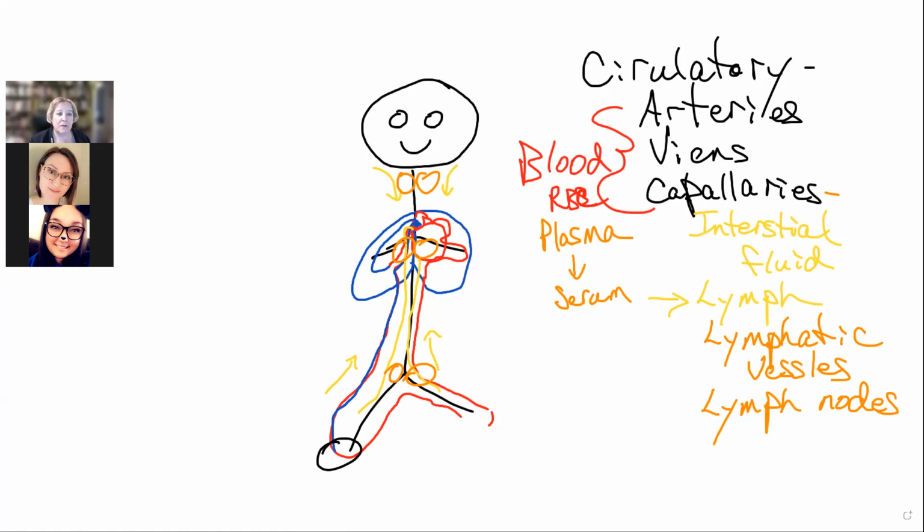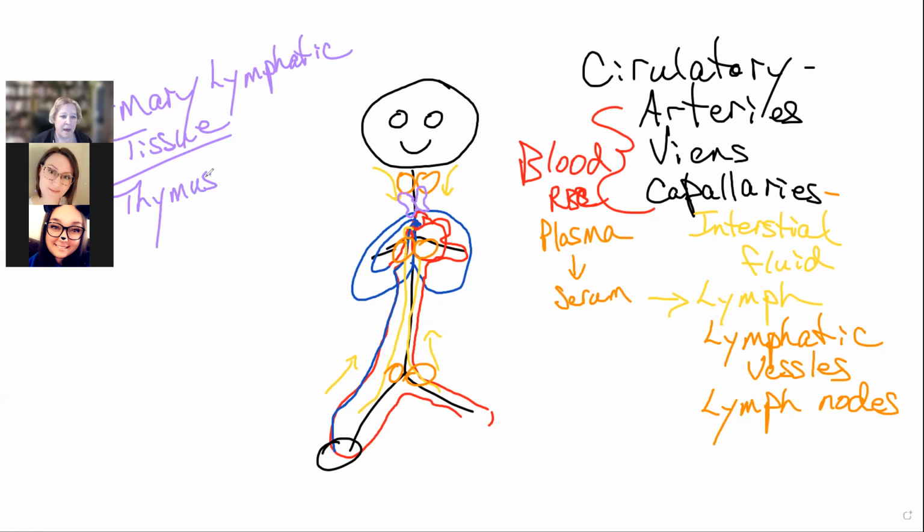First, I'm going to talk about primary lymphatic tissue. In your neck, actually toward where your chest starts, I have a butterfly shaped organ called the thymus. It's in about the same area as your thyroid gland. But the thymus is where T cells go to mature.